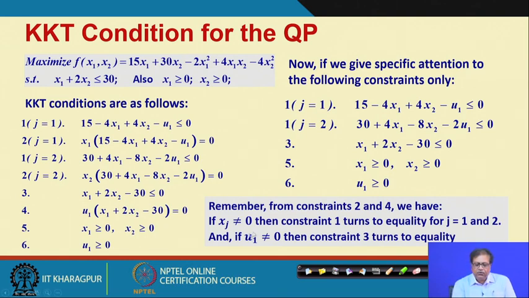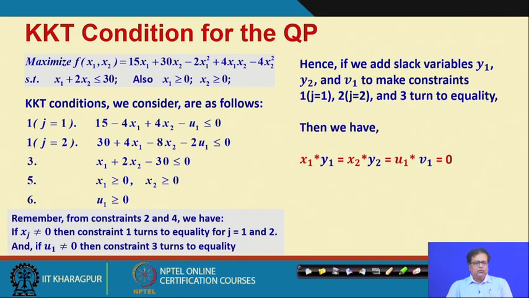Once again, if u1 is not equal to 0, constraint 3 turns to equality. If x1 is not equal to 0, the first one turns to equality. If x2 is not equal to 0, then this one turns to equality. So this is the short form. Basically, we shall work out with only these 5 conditions.